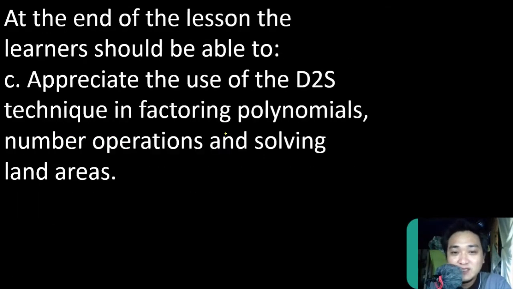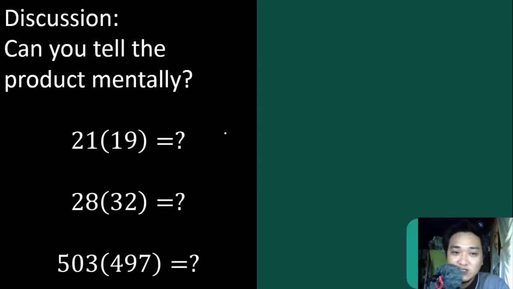So, pero bago muna yan, pagtuunan muna natin ng pansin itong prepare kong example para mas ma-appreciate natin lalo yung technique natin. So, kunyari, magmumultiply tayo ng numbers na 21 times 19, 28 times 32, or 503 times 497. Kaya nyo ba itong i-multiply kahit sa isip lang? Alam nyo ba na merong paraan para ma-multiply itong mga ganitong number?